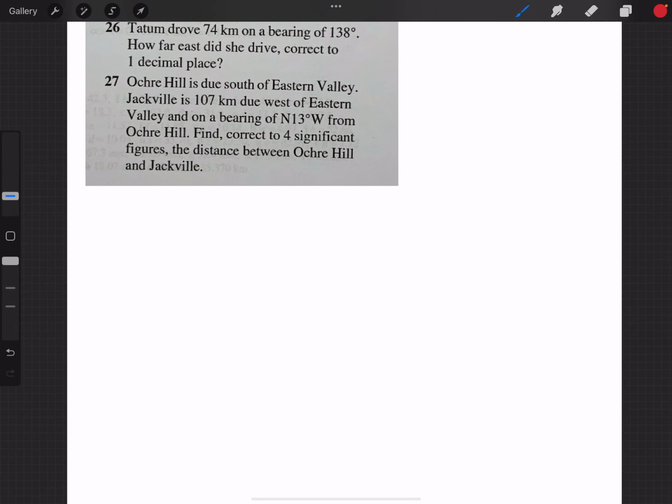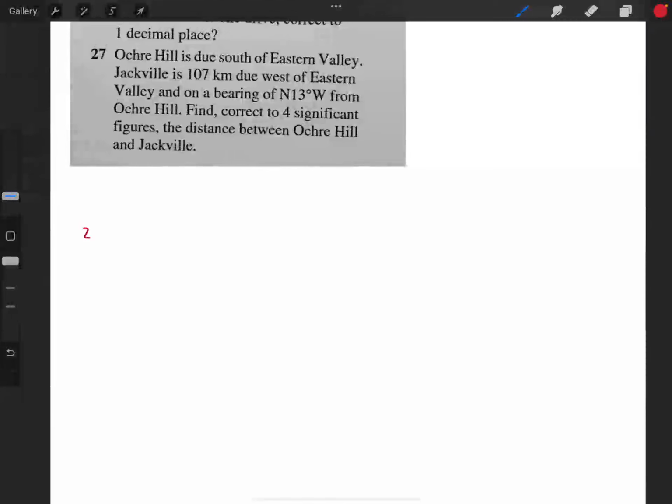Alright, question 27 says, Oka Hill is due south of Eastern Valley. Okay, so let's draw this. So here you have Oka Hill. It's due south of Eastern Valley. So Eastern Valley is on this side. Due south. Oh, whoops. No. Never east. Okay, so here. Should be here. Here's Eastern Valley.